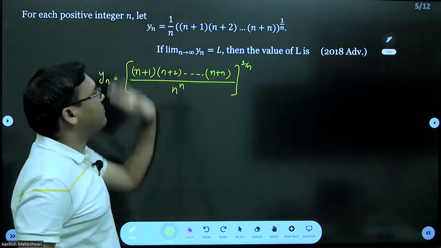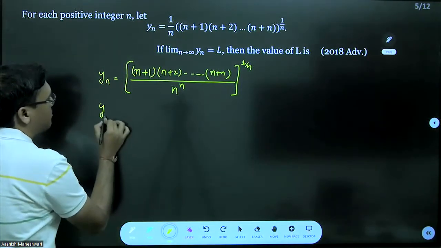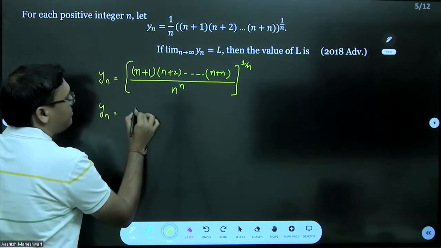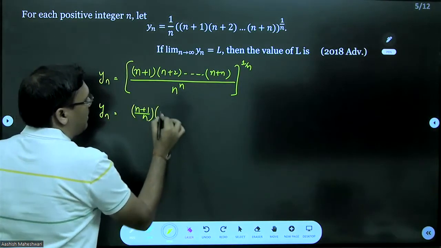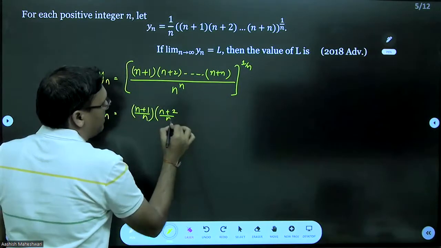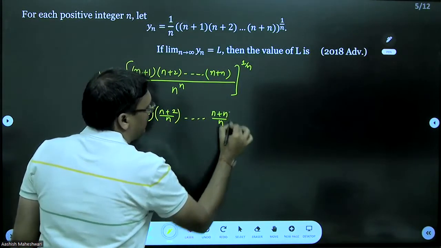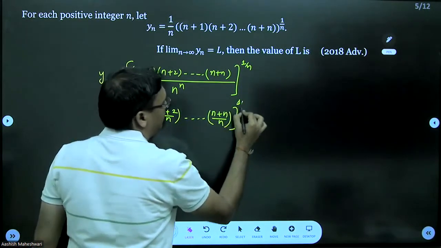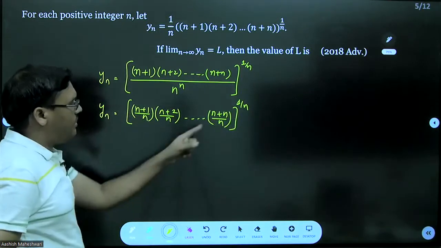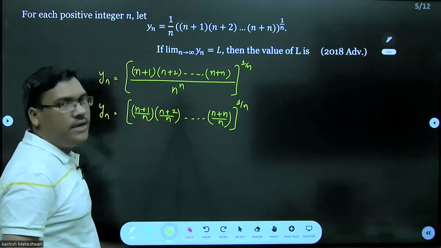You can check this. This is effectively 1 by n. Now you see, can I say yn is equal to (n plus 1) divided by n, (n plus 2) divided by n, and so on, (n plus n) divided by n, raised to 1 by n. Correct? This is n times n. तो हमने उसको ब्रेक करके n into n into n into n कर दिया.